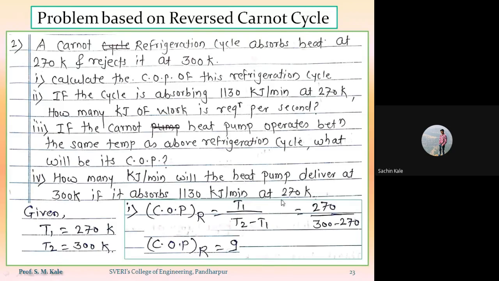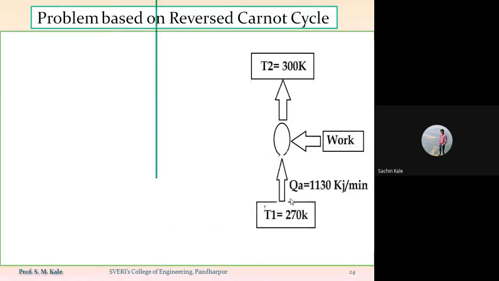1130 kilojoule per minute at 270 Kelvin. म्हणजे ते काय म्हणतात आपल्याला, जर T1 पासून 1130 किलोजूल अमाऊंट ऑफ हीट जर ऍब्झॉर्ब केली असेल, तर T2 ला अमाऊंट ऑफ हीट T2 ला आपण किती अमाऊंट ऑफ हीट रिजेक्ट करणार आहे, जर ती मशीन ऍज अ हीट पंप वर्क होत असेल तर. ती मशीन काय होते, ऍज अ हीट पंप वर्क होते.